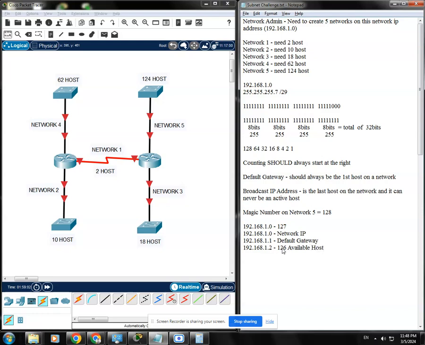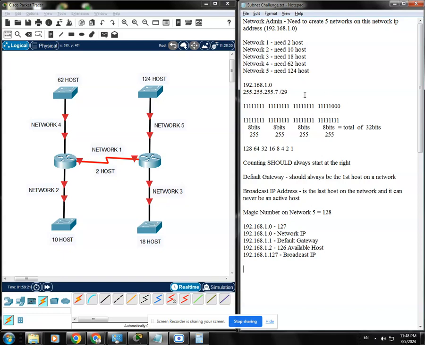And the broadcast IP address will then be 192.168.1.127. I'm going to write that down. Broadcast IP. Let's do a recap.